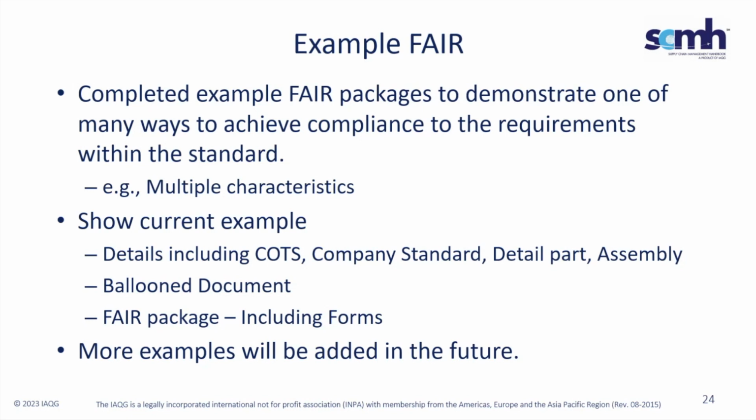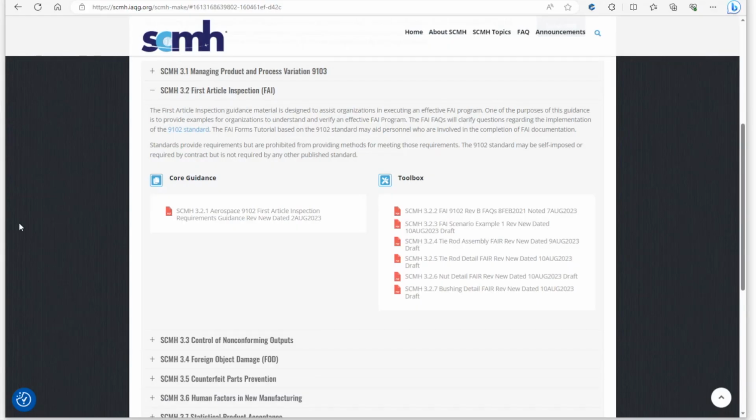Also, we are looking to come up with a model-based definition example that we can use and create a FAIR package on. There seems to be a lot of questions over what needs to be completed on a model-based definition, especially on extracting the implicit characteristics that would be used.